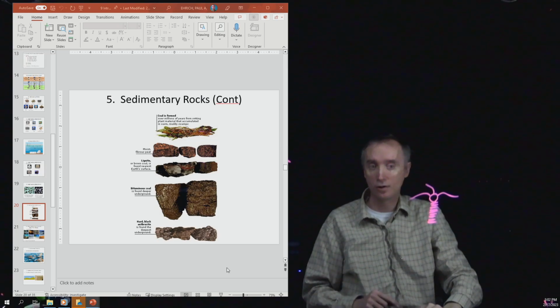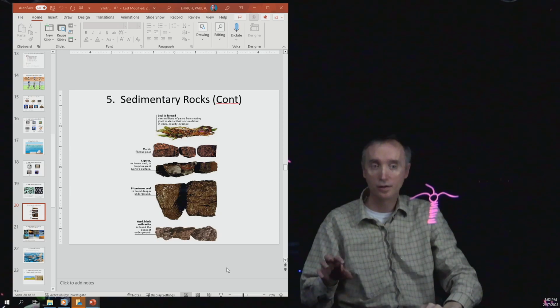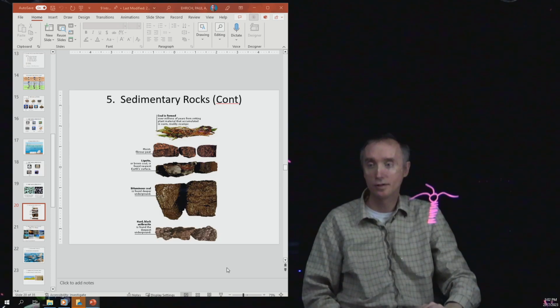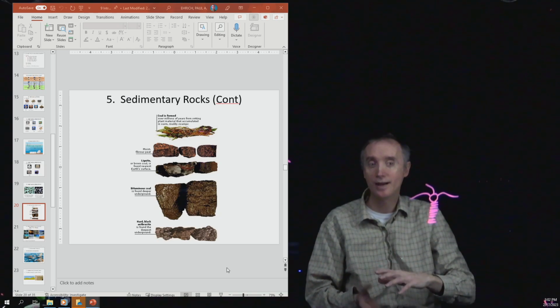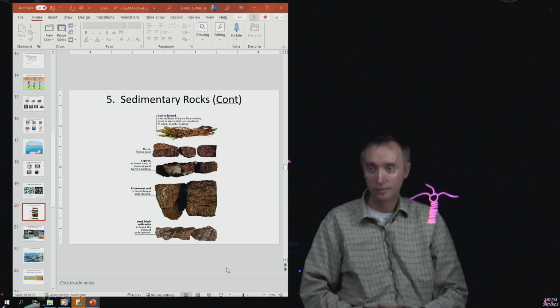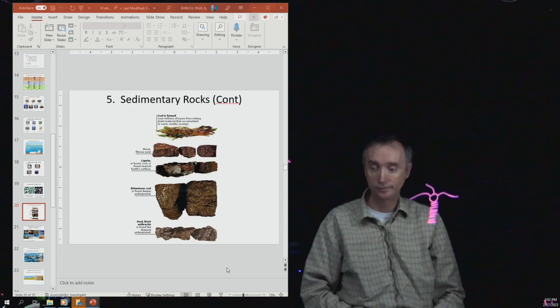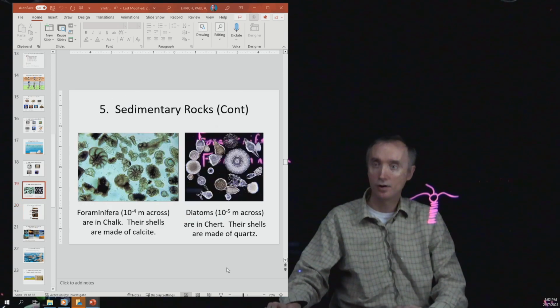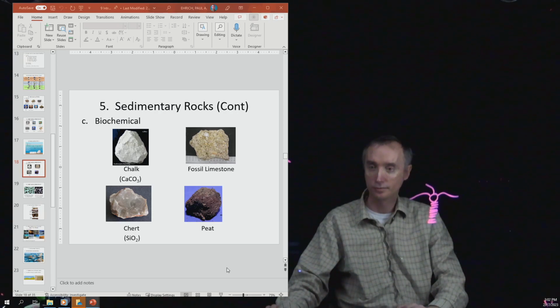Now, anthracite coal is not sedimentary, though. So the lignite coal and the bituminous coal and the peat are all examples of sedimentary rocks. But the anthracite coal has been heated up so much that it has metamorphosed. So anthracite coal will be an example of a metamorphic rock, which we'll see in a future lesson. Okay, so those were the different kinds of biochemical rocks.